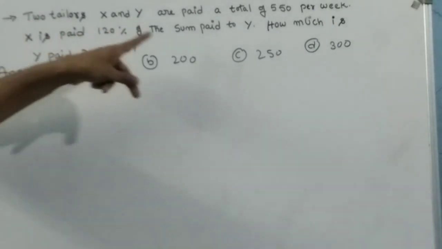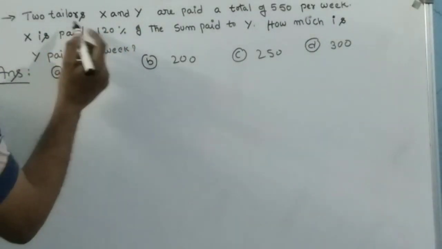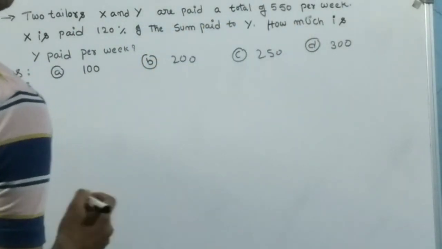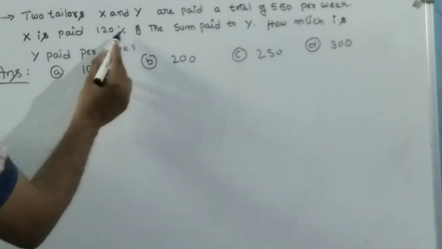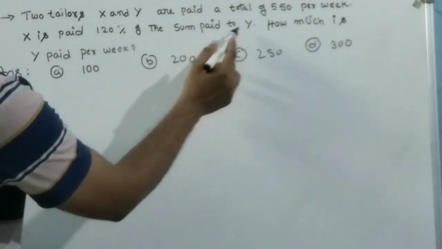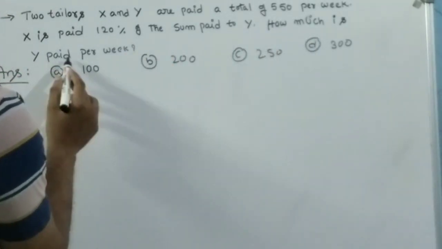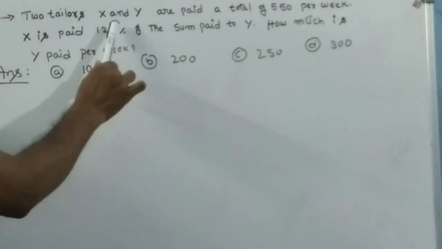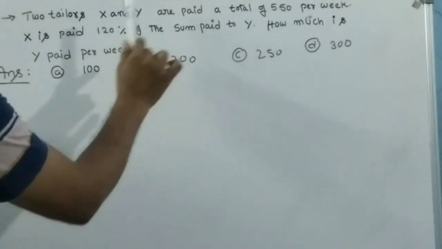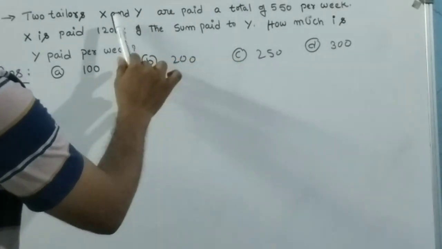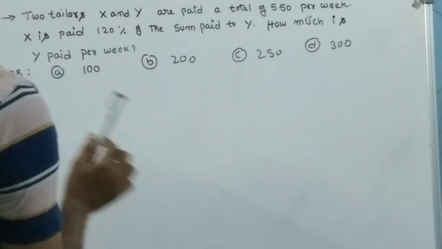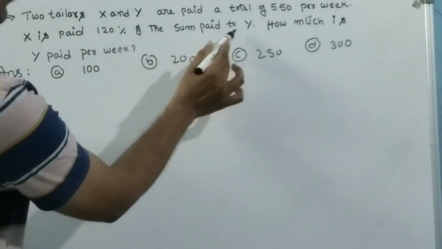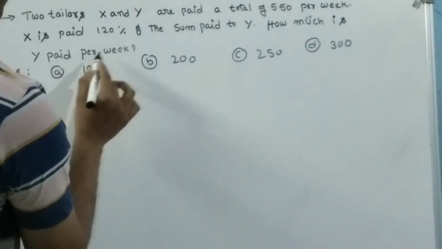Friends, now we will see another problem. Two tailors X and Y are paid a total of 550 per week. X is paid 120% of the sum paid to Y. How much is Y paid per week? See friends, what has it given? Two tailors are there, X and Y. They are working in one shop. Both are paid 550 per week. In 1 week, X is paid 120% of the sum paid to Y. How much is Y paid per week?